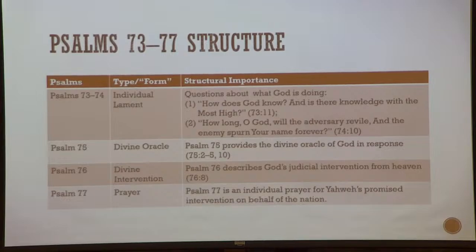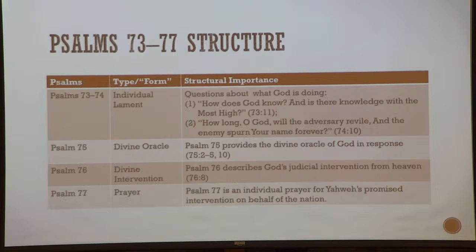So the individual laments, they're going to question about what God is doing. Right? Particularly, you see 73, verse 11. They say, "How does God know? Is there knowledge with the Most High?" And then 74, verse 10, we see another question: "How long, O God, will the adversary reproach? Will the enemy spurn your name forever? Why do you turn back your hand, even your right hand?"